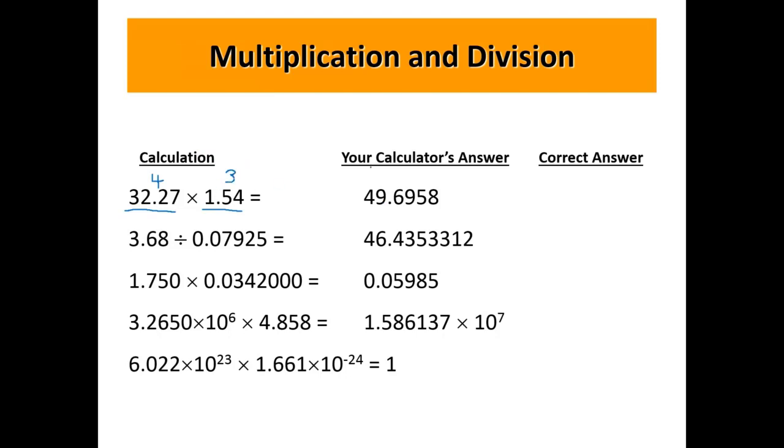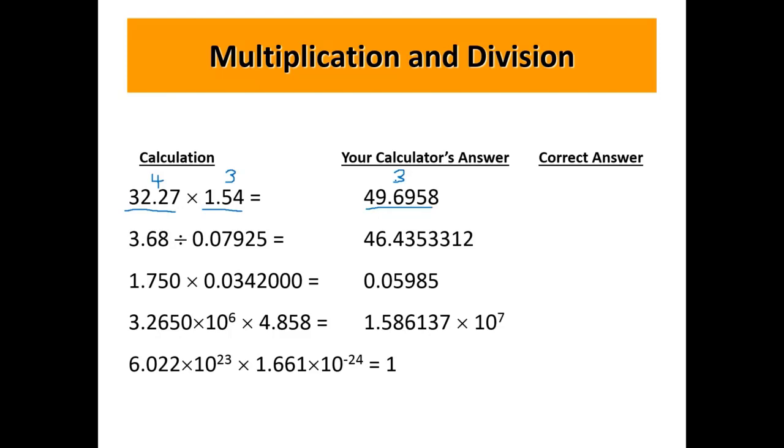So how many significant figures should my answer have? Remember the rule? It should have whichever one is less. Which one has fewer significant figures, the 4 or the 3? 1.54 only has 3 sig figs, right? So that means my answer is only going to have 3. It's going to have the same number of sig figs as my least precise measurement.